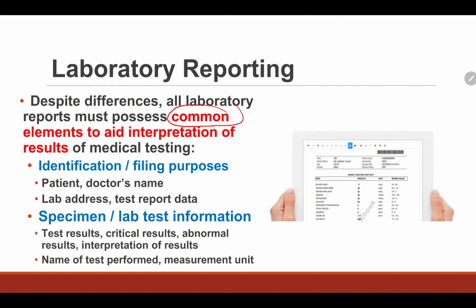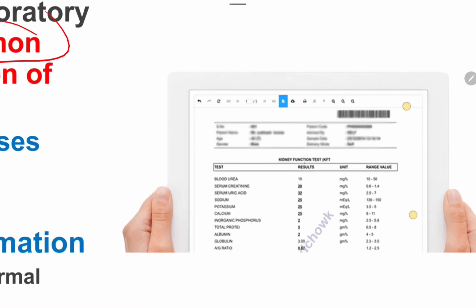For identification and filing purposes, some laboratory reports display elements with administrative or clerical information such as the following: your patient's name, identification number, unique patient identifier, name and address of the laboratory location where the test was performed, date where the test was printed, test date, test report date, name of the doctor. Okay? So, pwede rin include po dyan yung ating mga specimen or lab test informations. Okay? That includes the test result, critical results, abnormal results, interpretation, name of test performed, measurement unit. So, actually, all of this data po, guys, is common to all laboratories.